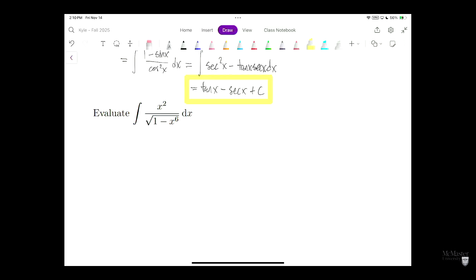What's usually going through your mind when you're trying to choose when or when not to use something? The question was, what's going through your mind when you decide whether to use u sub or not? The trick is, you should look for a function whose derivative appears in the integrand.